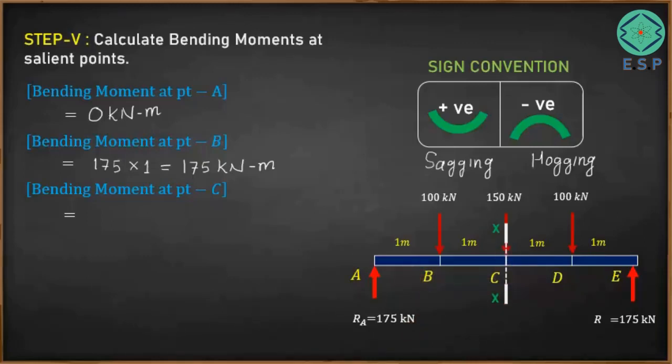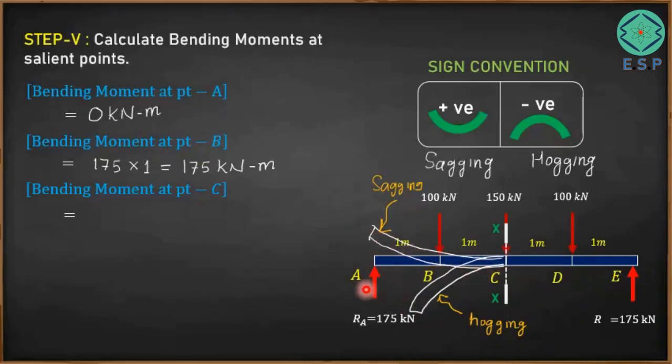Your beam is going to bend something like this when you apply the 175 kilonewton force. So this kind of bending will take place. This seems to be sagging of the beam. And due to application of 100 kilonewton, your beam is going to bend something like this, and that seems to be hogging of the beam. So from the shape of the beam, we can easily understand this 175 kilonewton will cause sagging of the beam, while this 100 kilonewton will cause hogging of the beam. Sagging is taken as positive and hogging is taken as negative.